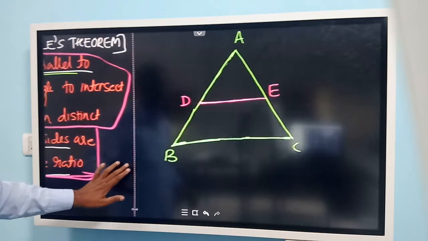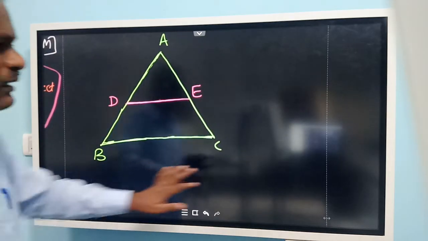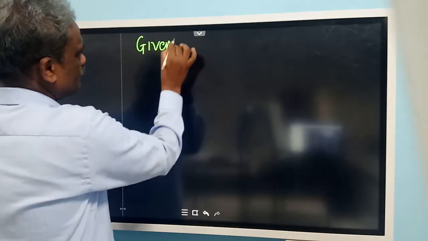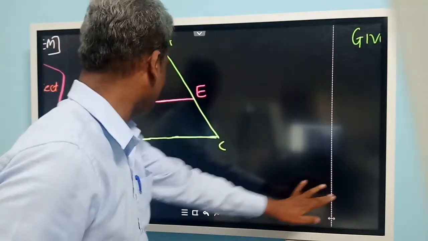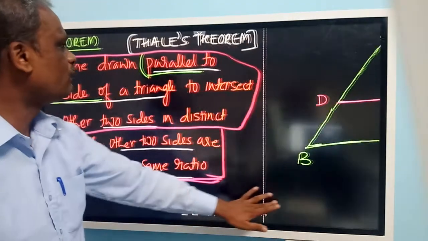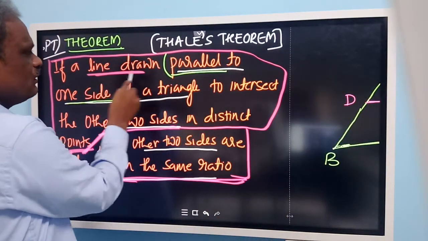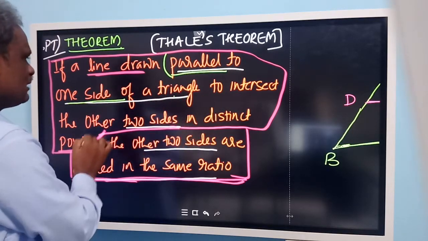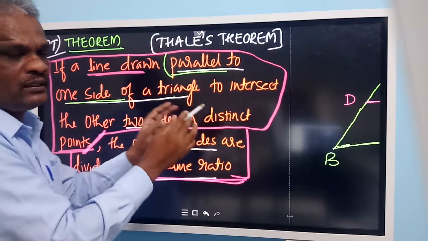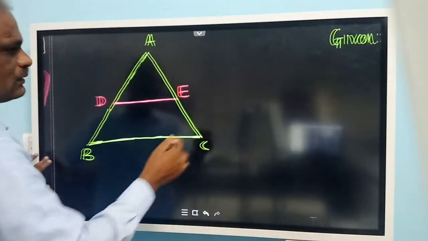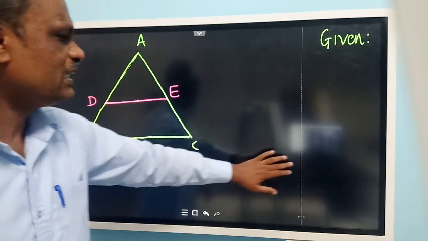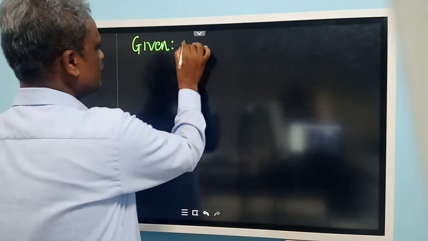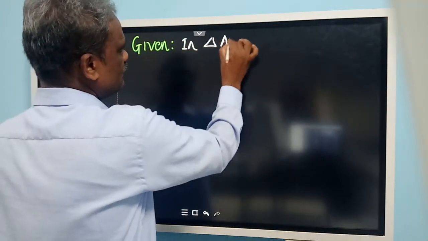So now, whatever is given as the hypothesis, we will write in the form of words. Given. So what is given in the statement, we have to write with reference to this diagram. What is given? A line drawn parallel to one side of a triangle to intersect the other two sides in distinct points. This is given. Now this statement you have to write with reference to this diagram. So here in triangle ABC, let me write what is given.